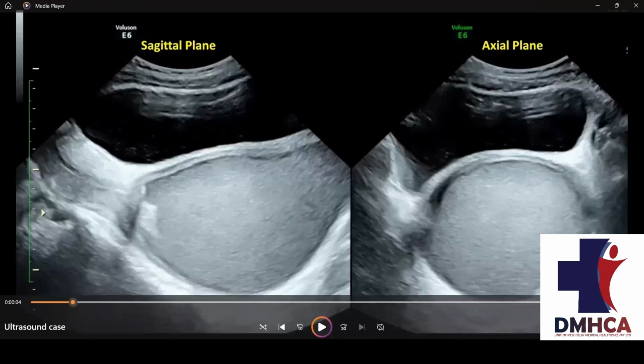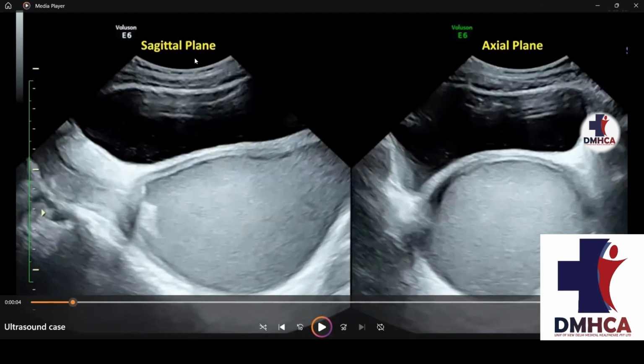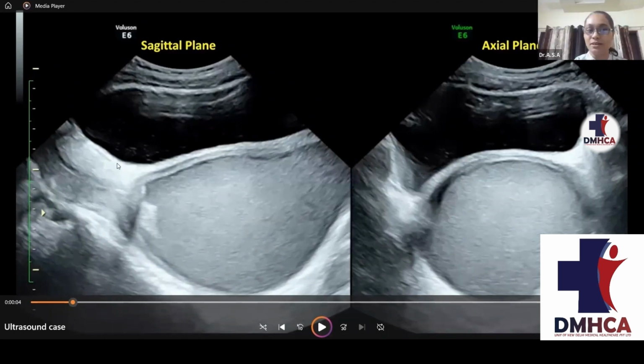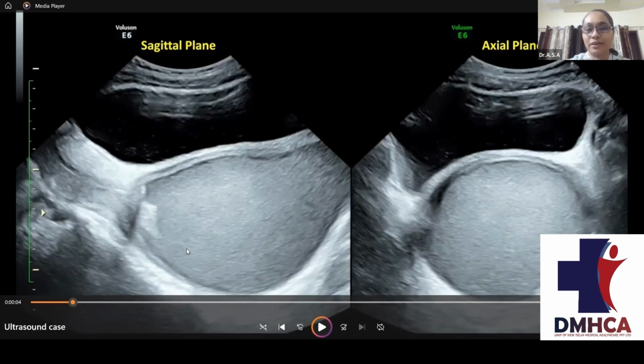Distended vagina. Yes, it was there in the labeling. This is the distended vagina. What else can you see on the screen? This is the urinary bladder also. Yes, we are able to see the urinary bladder in the longitudinal view, in the sagittal view and in the transverse view. What else can you all see?